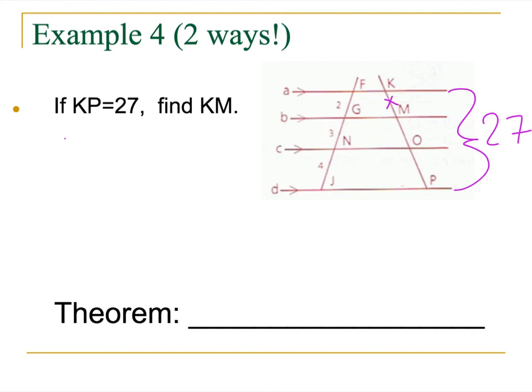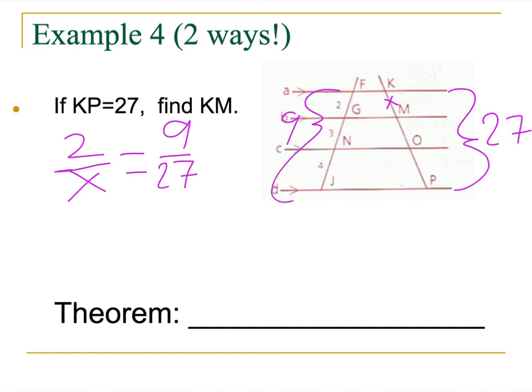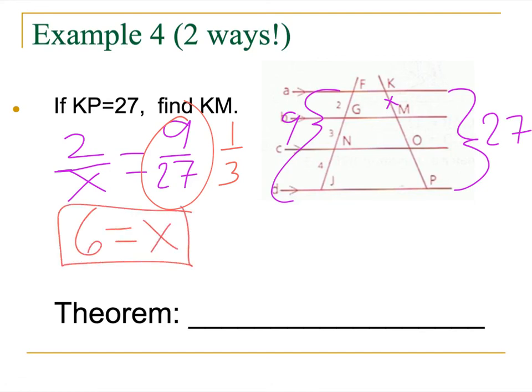So I've got 2 over x is equal to, well, what corresponds to the 27? That's all the way from F to J. 2 plus 3 plus 4 is 9. So this whole part right here is 9, and that's over 27. And I can go ahead and simplify this down. 9 over 27 is 1/3. So 2 times 3 is 6, equals 1 times x, which is x. X is the part that I'm looking for because I labeled KM as x.